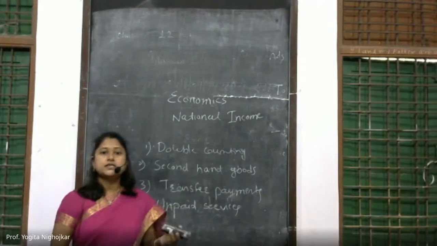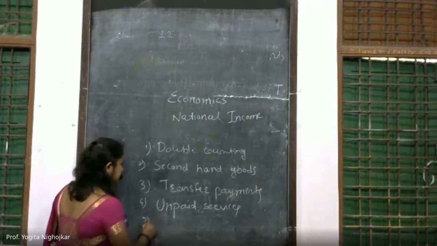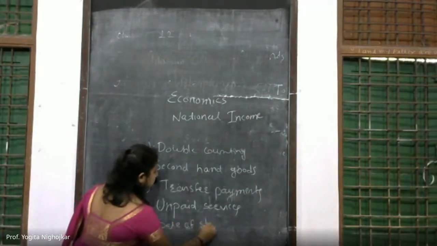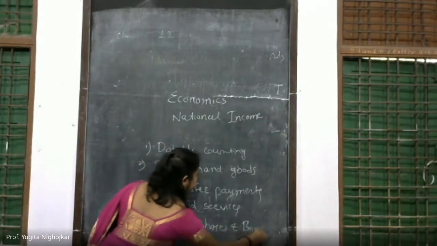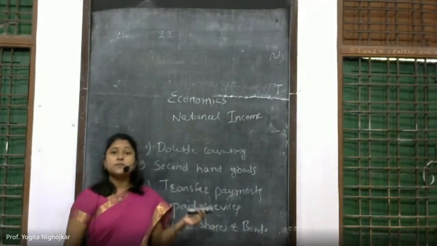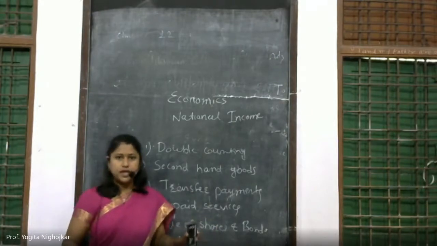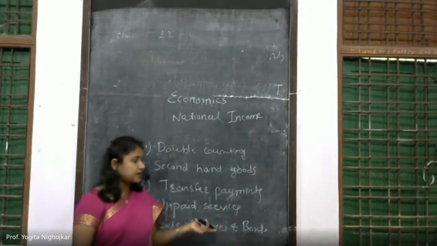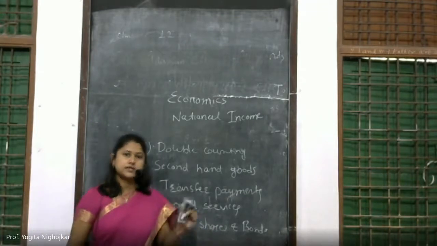Okay. Next is sale of shares and bonds. Income from sale of shares and bonds should be ignored as they do not add anything to the real national income, as these are mere paper claims and are not related to the production of final goods and services.